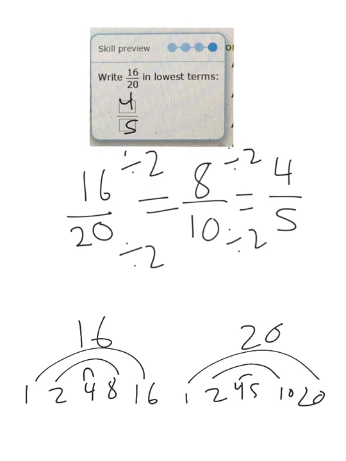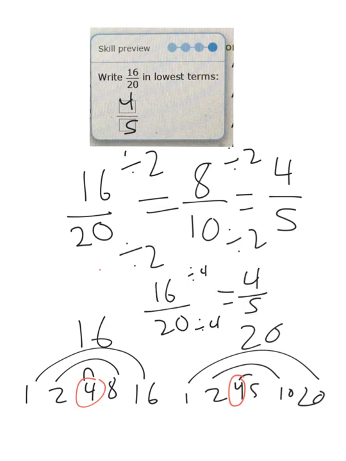I could have done it more quickly. I don't know if that's quicker; the way up here is how I've always done it. But if you really like factor rainbows, you might want to notice, oh yeah, look, I can divide them both by 4. So then I could have gone 16 over 20 divided by 4 equals 16 divided by 4 is 4, 20 divided by 4 is 5. I still end up with the same answer. Up to you which way you like better in order to get there. Okay, good luck.